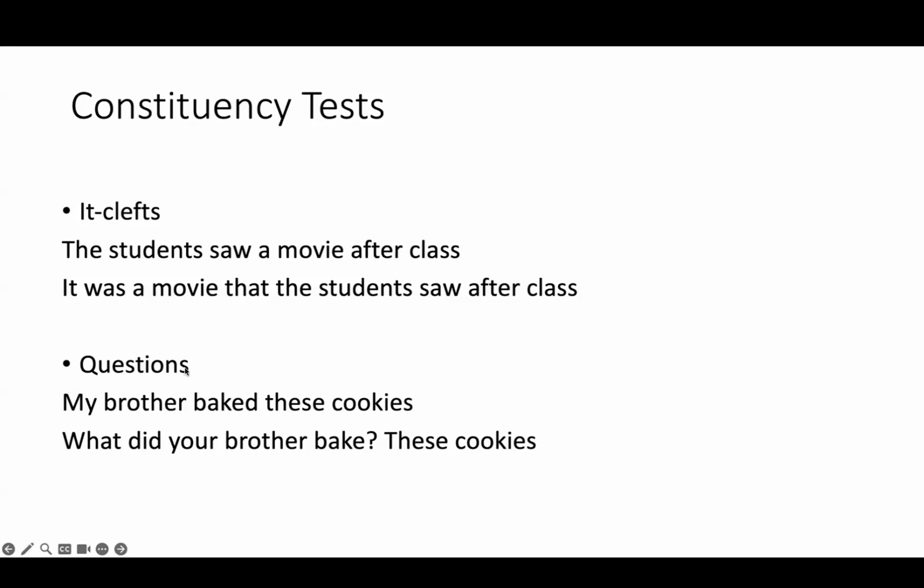And finally, we can ask a question. My brother baked these cookies. What did your brother bake? These cookies, right? We were trying to determine if these cookies is a constituent in the sentence, my brother baked these cookies. So we asked, what did your brother bake? And the response is these cookies. So therefore, it's a constituent.